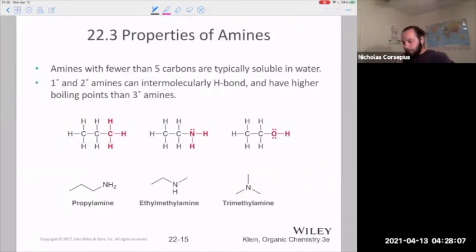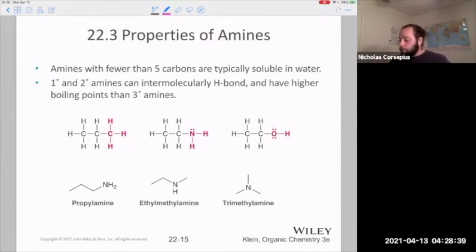Other properties of amines. So first of all, again, this rule of thumb, similar to alcohols: if you have fewer than 5 carbons, typically soluble in water. That's the same rule we had with alcohols. If you have more than 5 carbons, you're typically insoluble in water. Not only that, but let's compare this hydrocarbon group to an amine group to an alcohol group. What's going to be the difference between those, right?